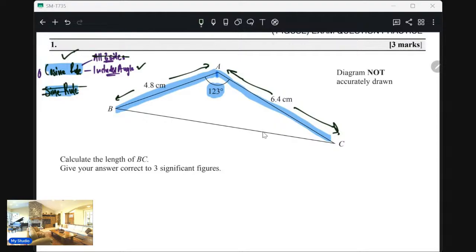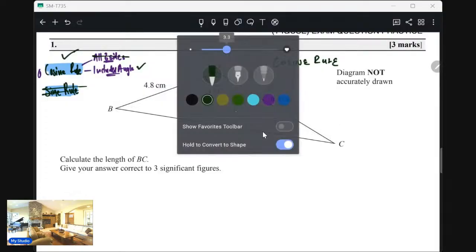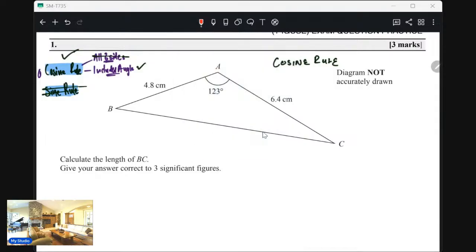So sine rule, you are out, right? Now we are using the cosine rule. Well done. So you have chosen, you are going to use the cosine rule. Now, what must you do? How do you use it? What is the first step?